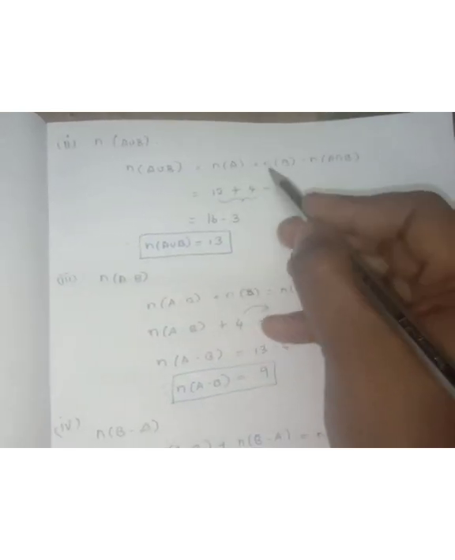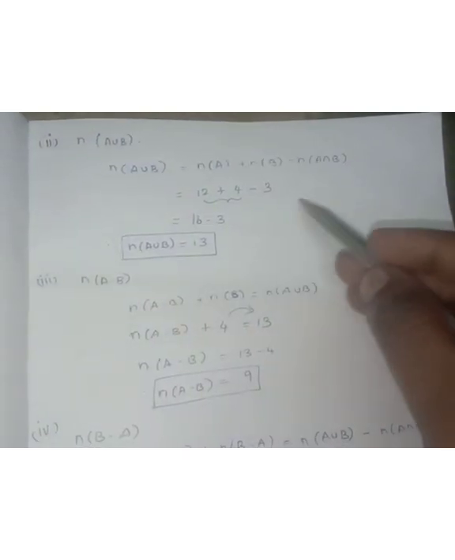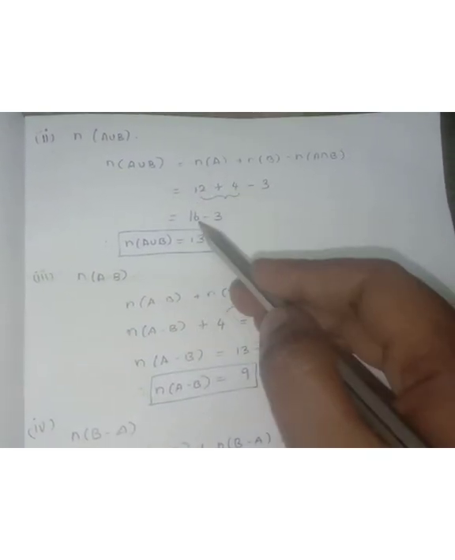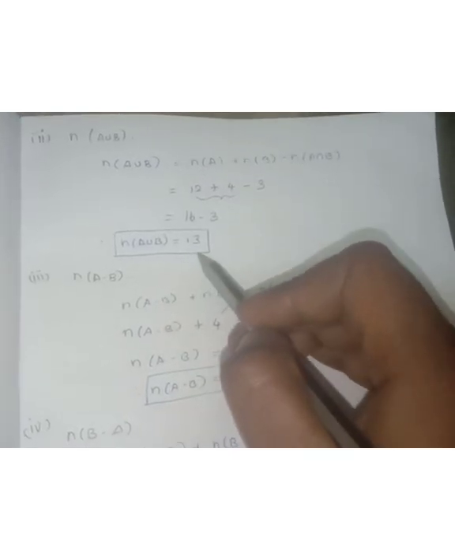The next one, second subdivision, n of A union B. You will find the straight formula: n of A plus n of B minus n of A intersection B. So already know every value. So 12 plus 4, A intersection B already in first subdivision you found the answer 3. So 12 plus 4 you get 16, 16 minus 3 you get 13. So the answer of n of A union B is 13.